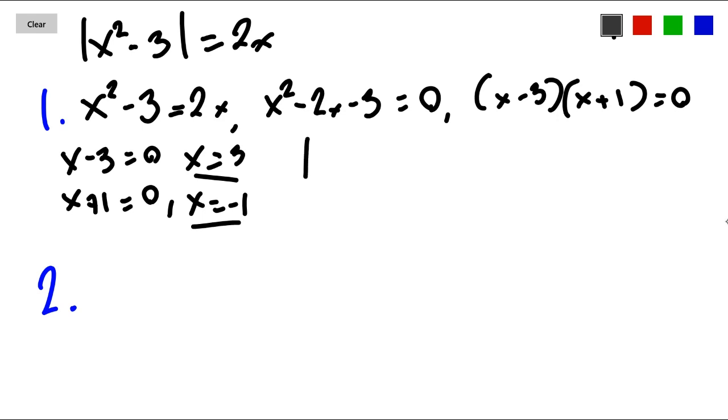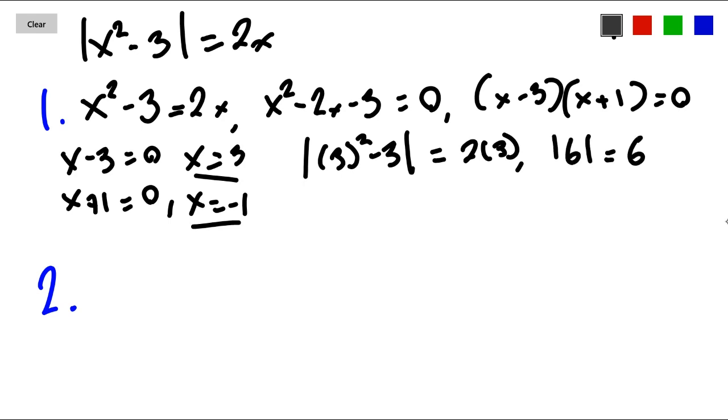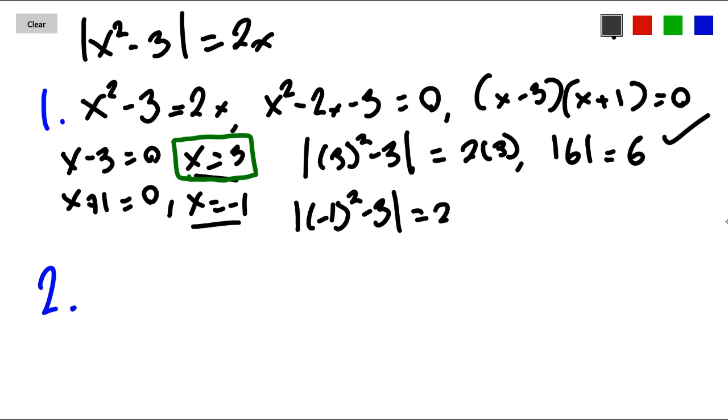So if I plug in the 3, I have the absolute value of 3 squared minus 3 is equal to 2 times 3. So to do the math, I have 9 minus 3, which is the absolute value of 6, is equal to 6, which is true. So the first answer is a good one. Now let's plug in the second answer. So I have the absolute value of negative 1 squared minus 3 is equal to 2 times negative 1.